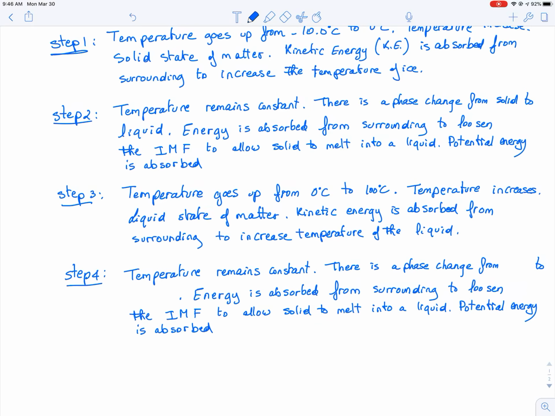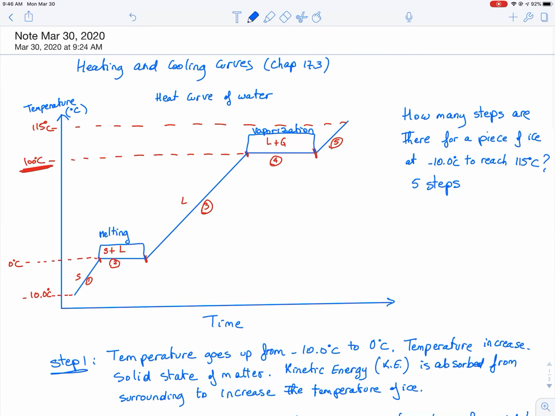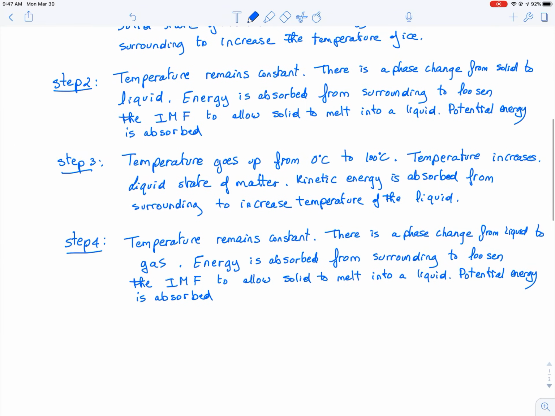So there is a phase change from liquid to gas. Energy is absorbed from the surrounding. Is energy absorbed from the surrounding? Well, yeah, because you are going to break down the intermolecular forces to go from liquid to gas, because you know that gas is a state of matter that's way less compact than the liquid. So you need to break down, not loosen the intermolecular forces like with melting, but you need to break them up completely. So there is a difference a little bit here.